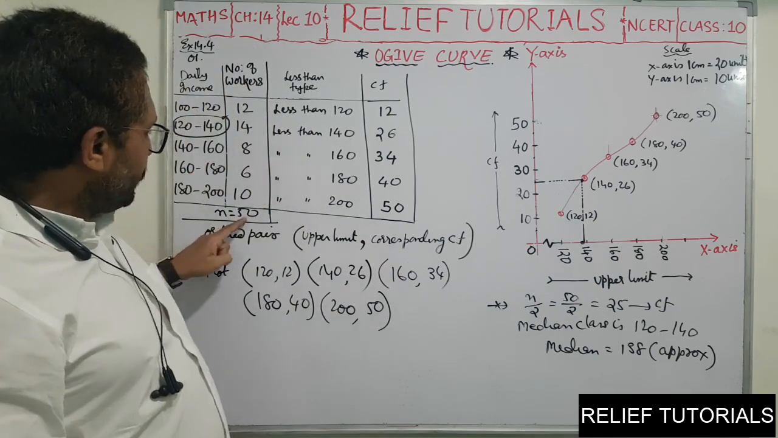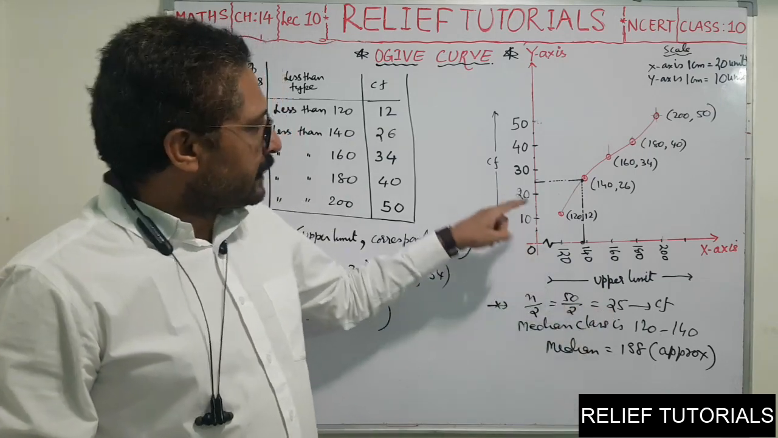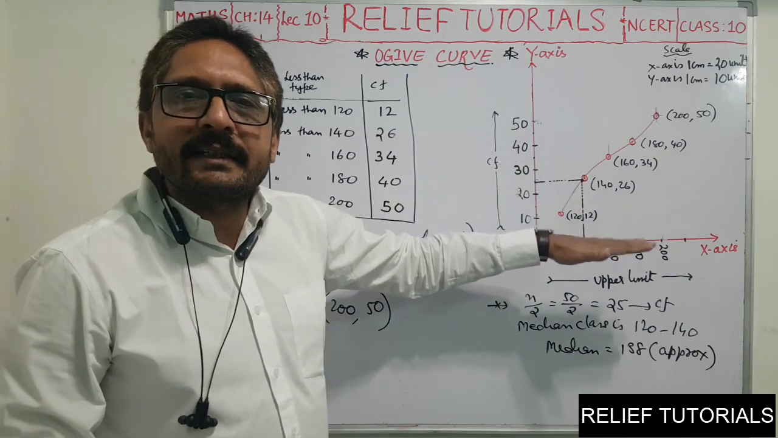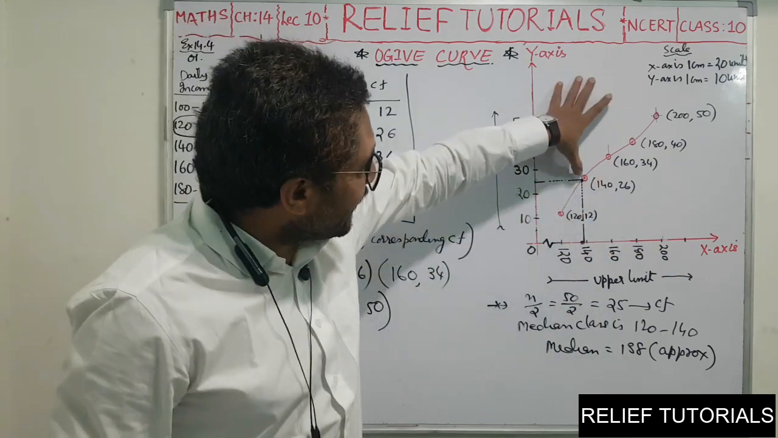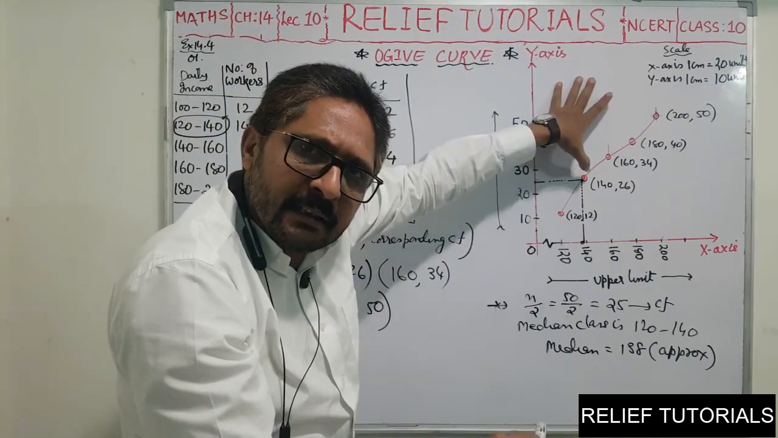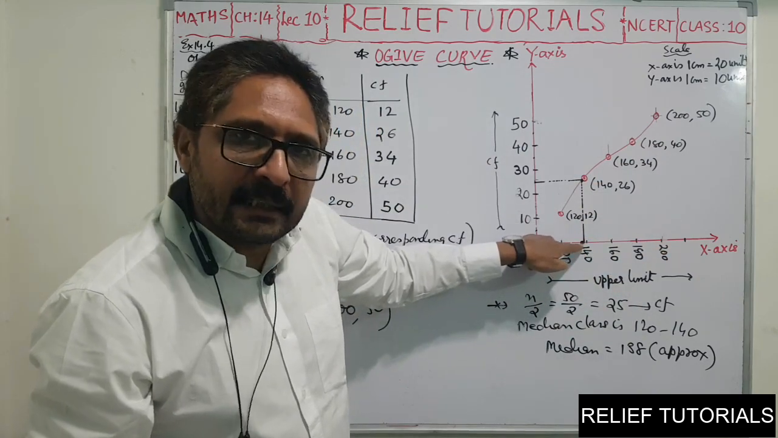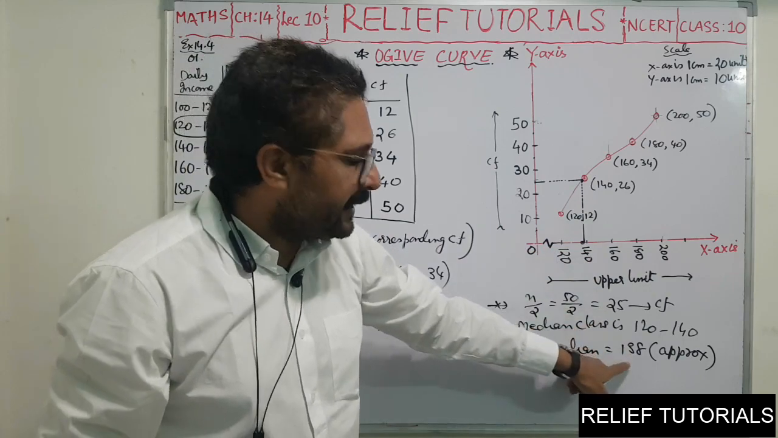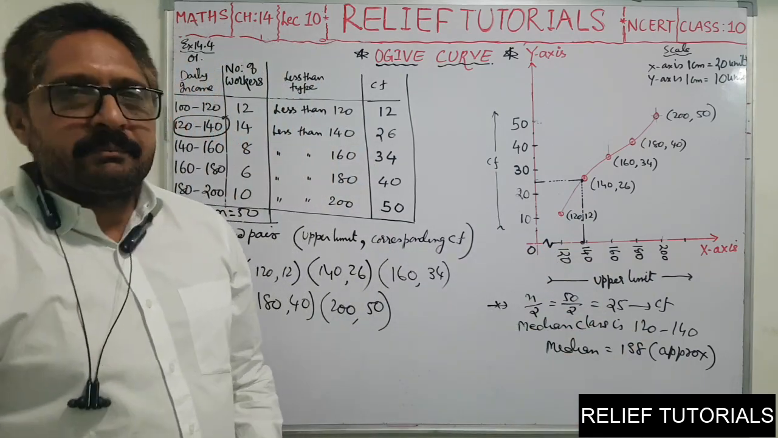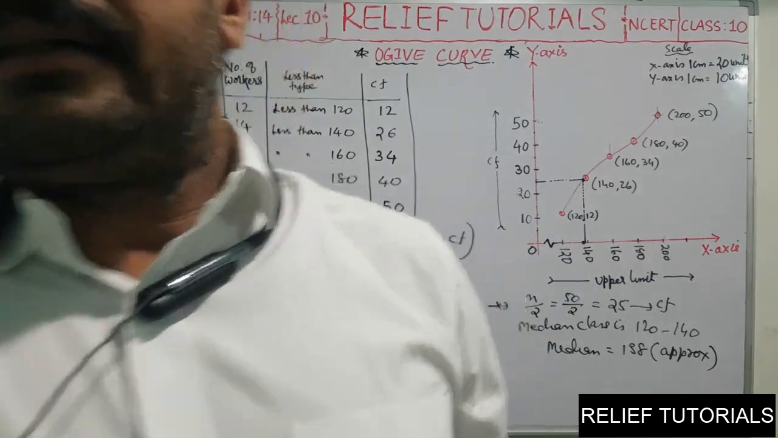You know the total frequency is 50. So you will do n by 2, 50 by 2, that is 25. This 25 you will look for in cumulative frequency, you will get here. Just draw a line parallel to the x-axis which will intersect the graph at this particular point. From that point you draw a line perpendicular to the x-axis which will intersect the x-axis at that point, and that point of intersection is the median. Clear? So this is the less than ogive. Similarly, we will draw the more than cumulative frequency curve. Clear?